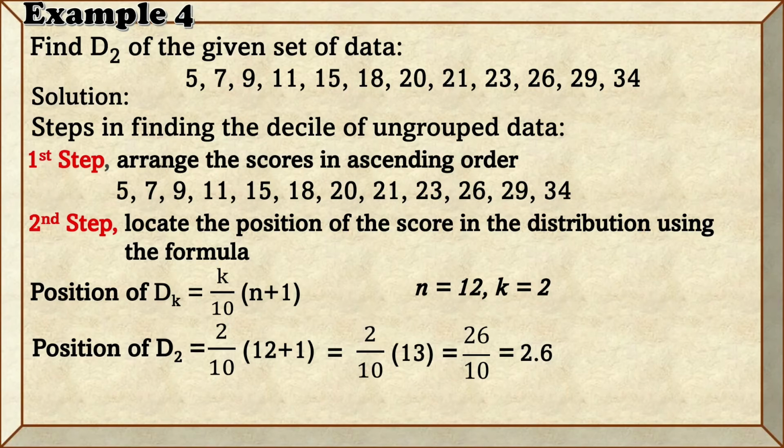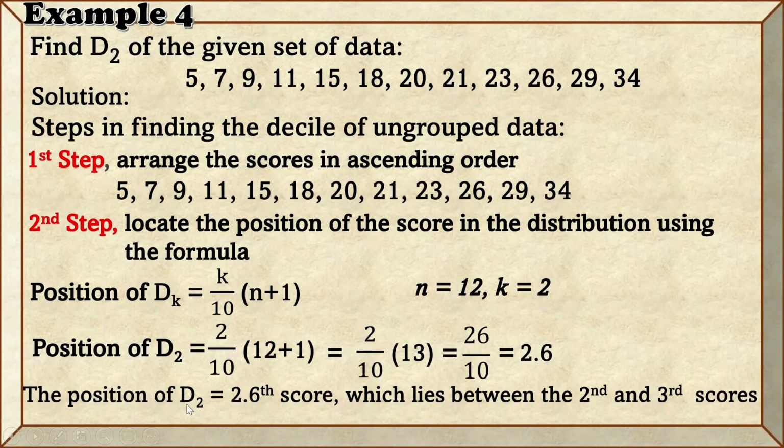So, the position of second decile is 2 over 10 times the quantity of 12 plus 1. So, yung 2, yun yung value ng K, at saka yung 12, yun yung value ng N. So, we have 2 over 10 times 13. So, we have 26 over 10 is 2.6. The position of the second decile is 2.6 score, which lies between the second and third scores.